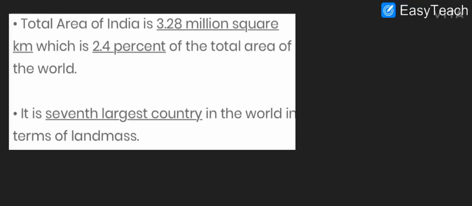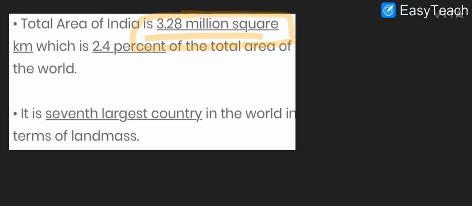This is specially a chapter with a lot of data. You can see this again, a data: 3.28 million square kilometers. Total area of India is 3.28 million square kilometers. Note my words. It is million square kilometers, not billion square kilometers. Examiner will try to confuse you with million and billion. Okay? So again, an easy target question.